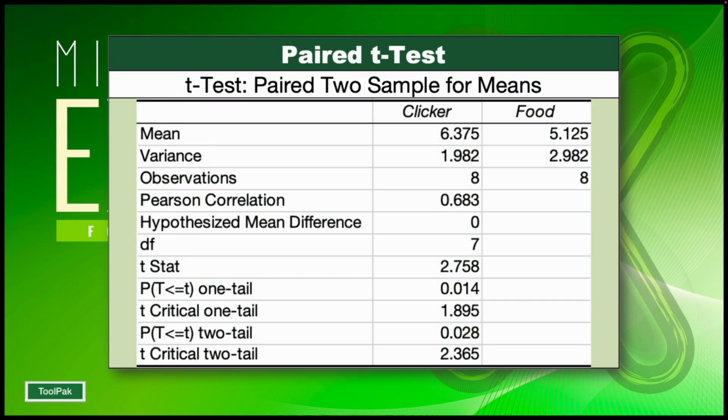For the paired sample t-test, we see the mean, the variance, the observations. Notice this is variance instead of standard deviation, as we saw with the other examples. Pearson correlation, because these are dependent measures, they are correlated. That's going to be important later on when we talk more about effect size. Hypothesized mean difference is 0. We've set that. 7 degrees of freedom, t-statistic is 2.758. And for a two-tailed test, that exceeds the critical value of 2.3. Our p-value is 0.028, statistically significant findings.